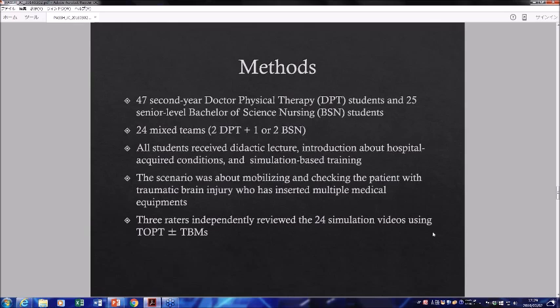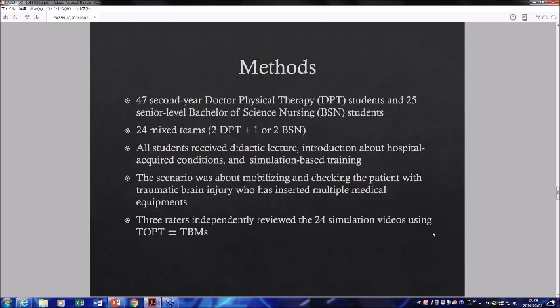First, all students received a didactic lecture about what patient safety is and what an appropriate attitude for the patient is. After that, they were divided into 24 groups, and each group had a meeting for the first time. They also had an introduction about hospital-acquired conditions, but in other words, they made friends with each other this time. And 2 weeks after that, they had simulation-based training.